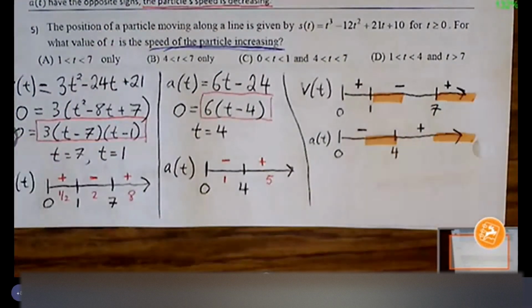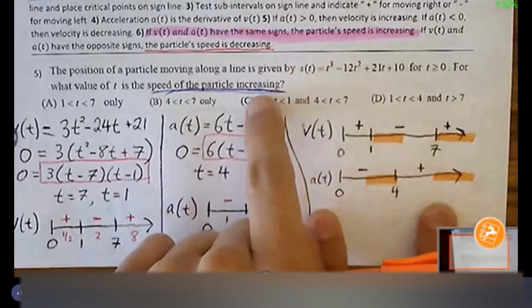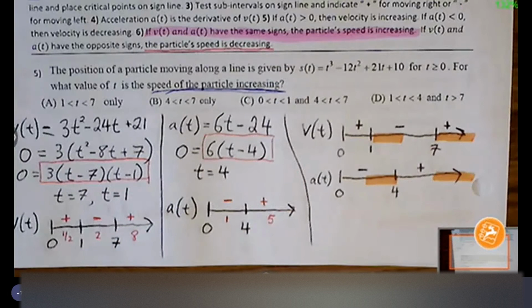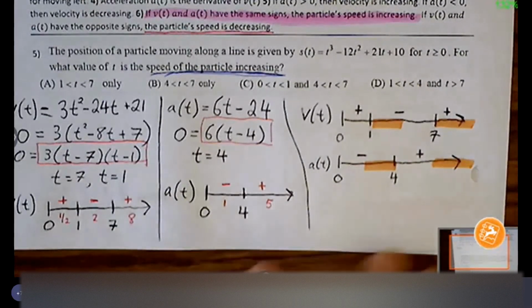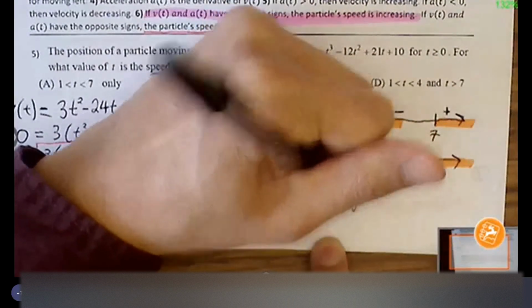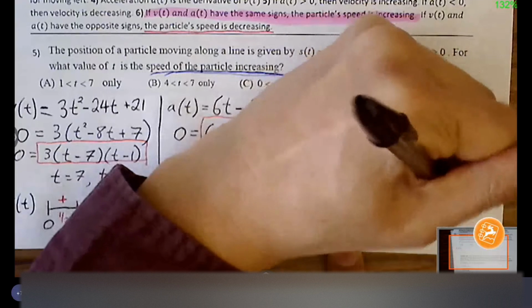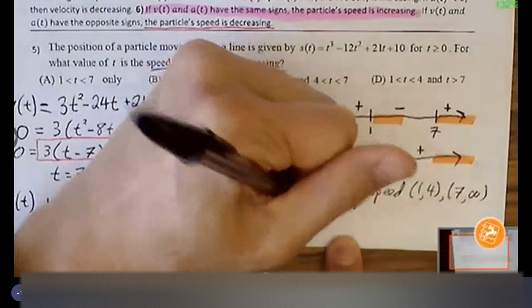Right, between 1 and 4, we see that velocity and acceleration are going to be lined up. They're both going to experience negative signs, which is one of the conditions for increasing speed. They have to have the same signs. And then from 7 to infinity, we see that they're lining up again, but now they're both positive signs. Good. So we can say increasing speed on the interval from 1 to 4, and then from 7 to infinity, because velocity and acceleration have the same signs.